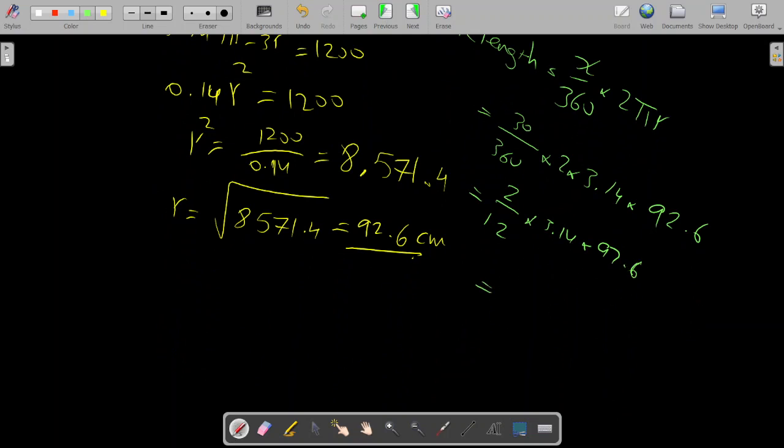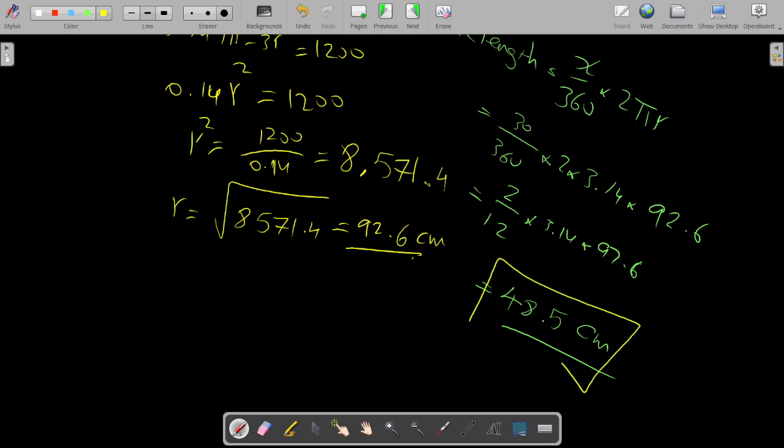So when you do the calculation, it's going to be equal to 48.5 centimeter, and that is your answer.